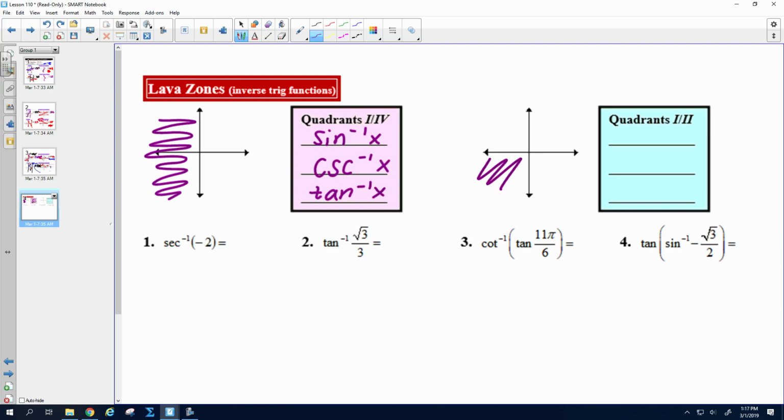Okay, and then we have these lava zones, which are quadrants 1 and 2. And so it's from 0 to pi. So which ones go from 0 to pi? That would be our cosine inverse and our secant inverse. Yep, inverse secant. And our inverse cotangent.